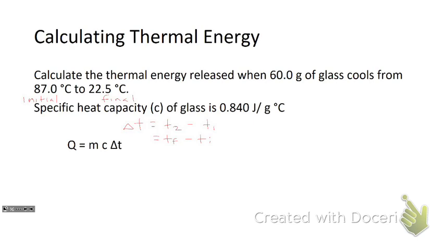Right, so final temperature is 22.5 degrees, right? And the initial temperature was 87 degrees Celsius. Okay, it's cooling, right? It's losing its temperature, so we should expect it to get a negative temperature change. 22.5 minus 87. So our change in temperature is negative 64.5 degrees Celsius.